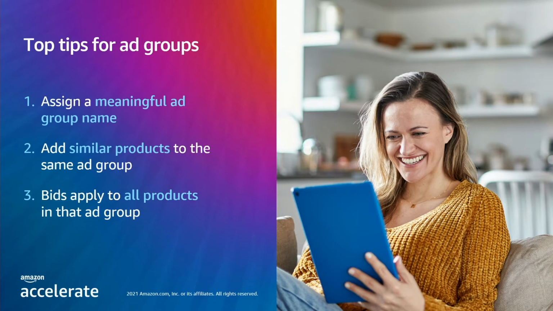Then, keyword and product targeting, as well as bids, apply to all of the products within an ad group. So we recommend choosing products that are closely related to each other. Before we move on to bids and budgets, I want to provide a quick example of how you can think about campaign structure and its impact on your advertising performance.